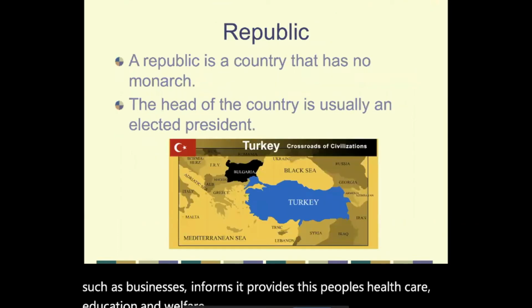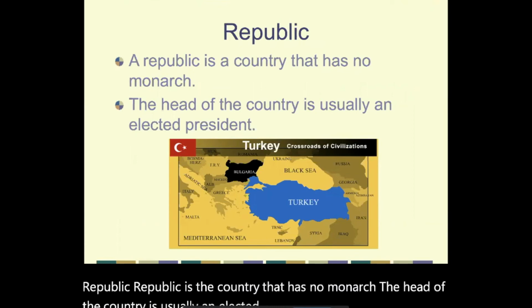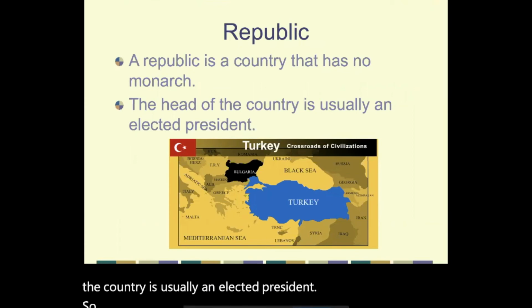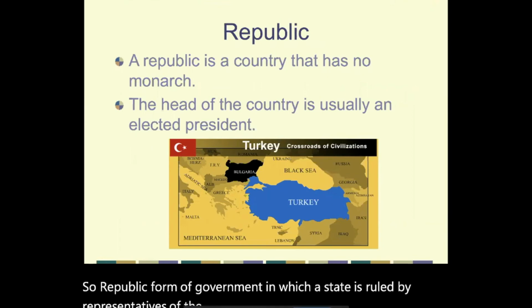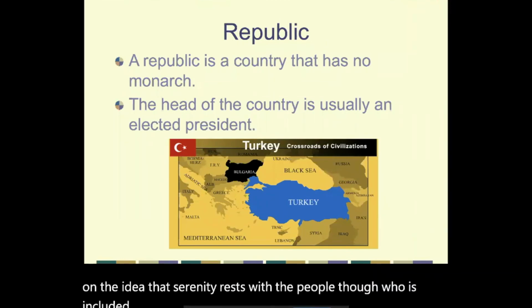Republic. A republic is a country that has no monarch. The head of the country is usually an elected president. So republic, form of government in which a state is ruled by representatives of the citizen body. Modern republics are founded on the idea that sovereignty rests with the people, though who is included and excluded from the category of the people has varied across history.